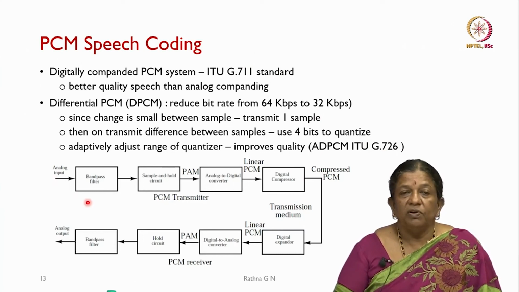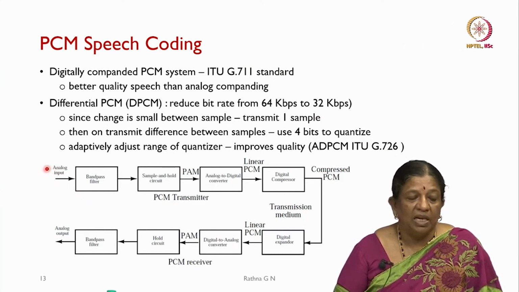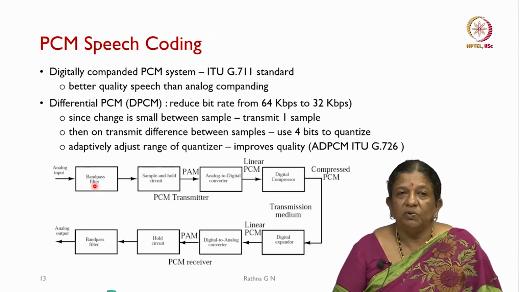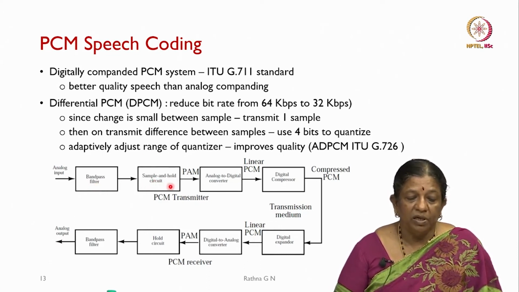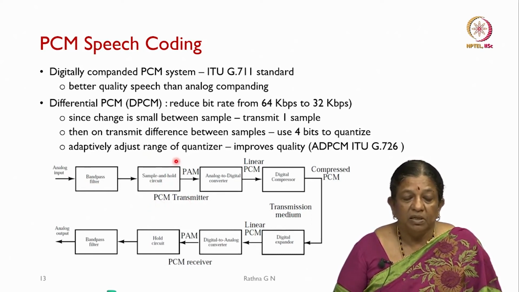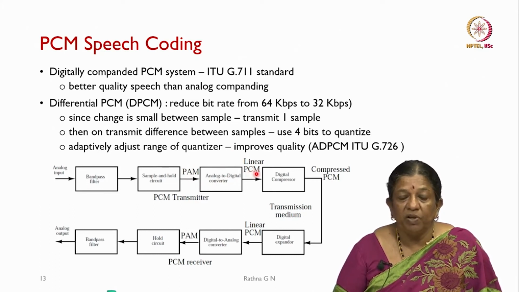So, what we have here is the PCM transmitter. You know that it is an analog input. We use a band pass filter to eliminate the frequencies we do not need. For 8 kilohertz sampling, we know the signal of interest is between 50 hertz and 4 kilohertz. That is the reason we have the band pass filter here, and then the sample and hold circuit. We call it a PCM transmitter. Again there is a PAM, and then you convert analog to digital form, and the linear PCM output is taken and we use digital compression here. This compressed PCM is then transmitted through the transmission medium.